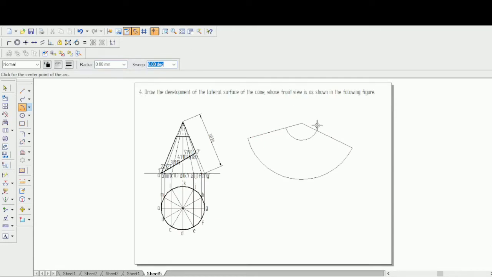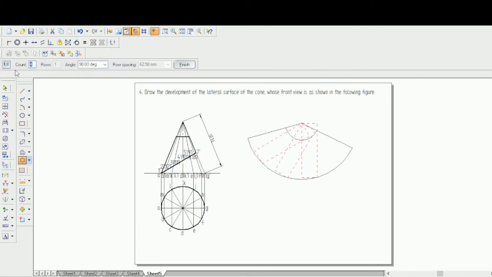So now what you will have to do is select this line and try to make divisions. Just like you do in the circular pattern, go to circular pattern. So let this be the center. First click for the center.